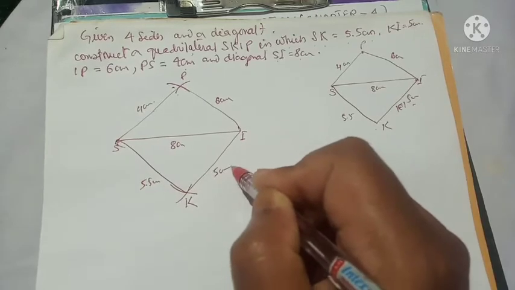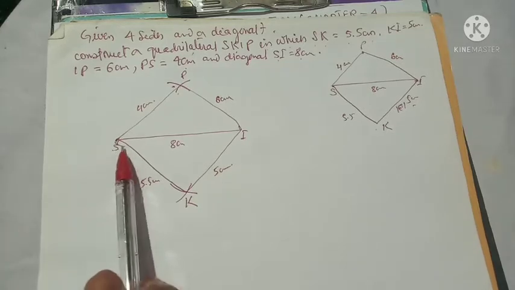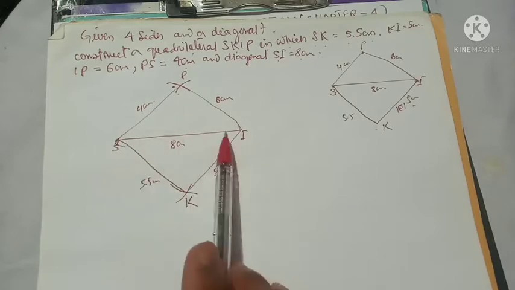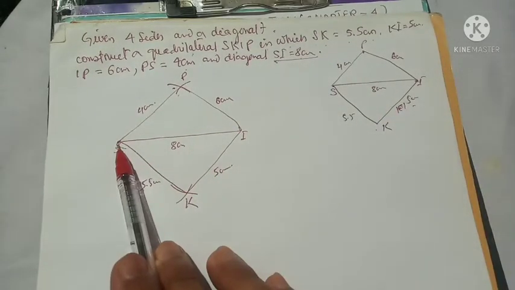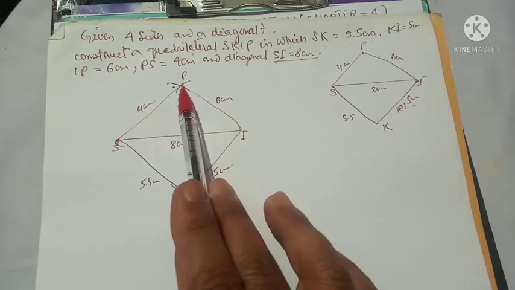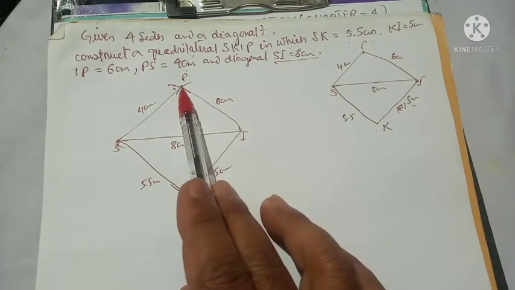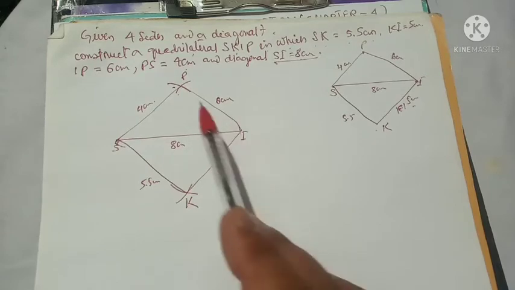side is 5 centimeter. The steps for the construction: first we draw a line segment that is 8 centimeter, that is SI as a diagonal. We draw this first, and then with S as a center, we draw an arc with the radius 4 centimeter. We draw an arc above the SI line. Okay, and then with I as a center, again we draw another arc which intersects.